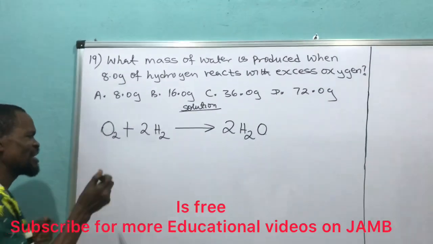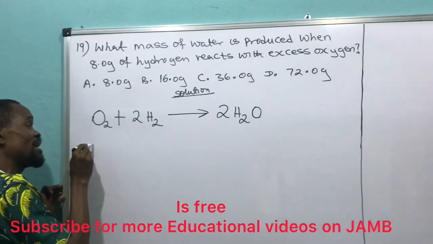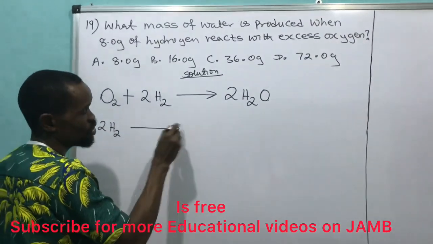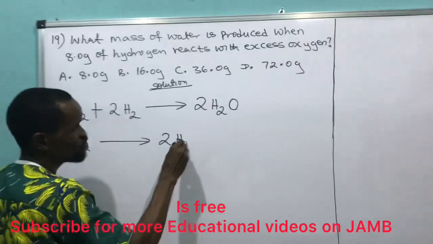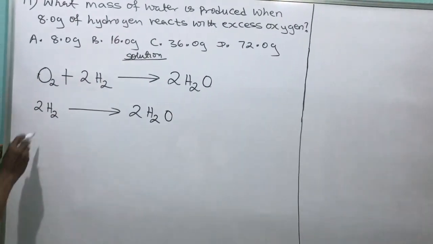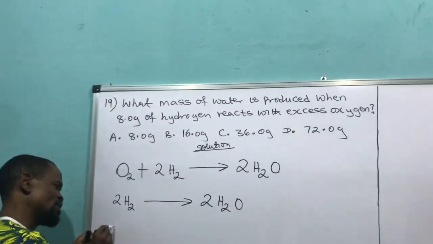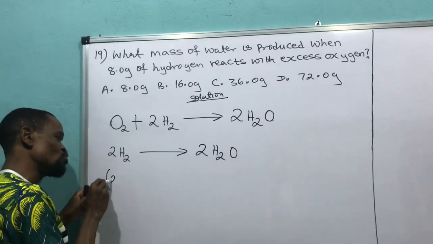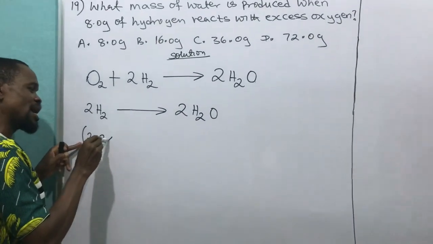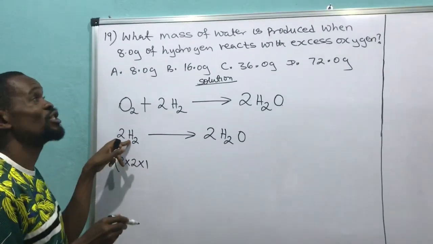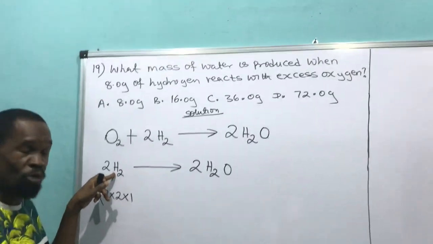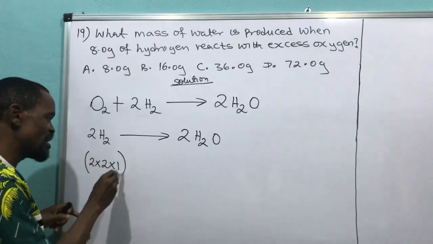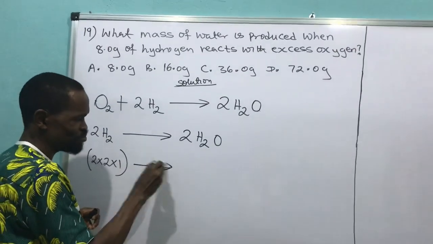Now I want to say, guys, we said that 2H2 produces 2H2O. I get what I'm saying now. What is the mass? How many hydrogen is here? I know that the mass of hydrogen is 1. Atomic number of hydrogen is 1. I cannot say 2 times 2 times 1. Then 2 times 1 times 2 will give me this.